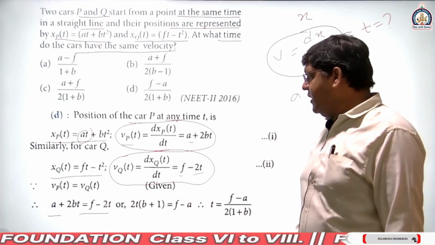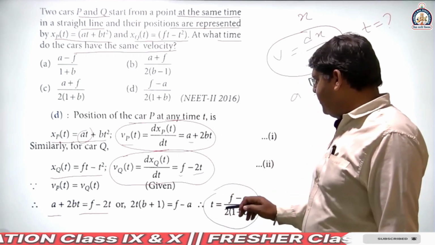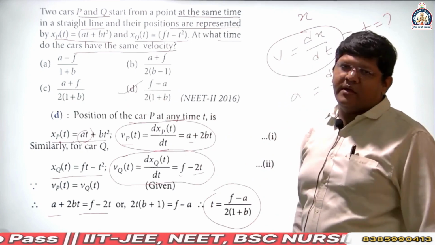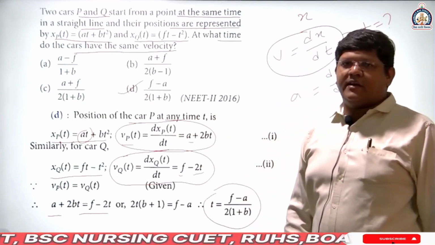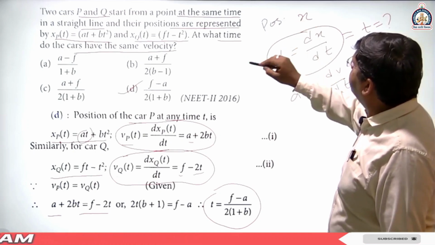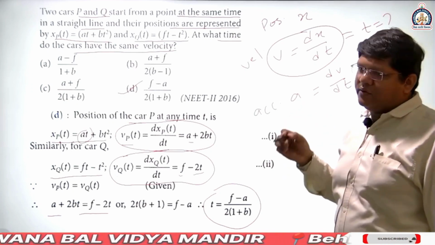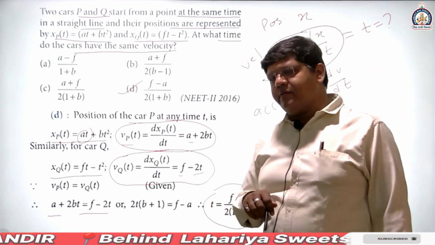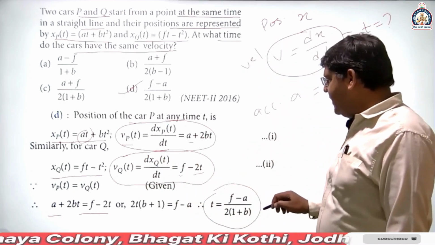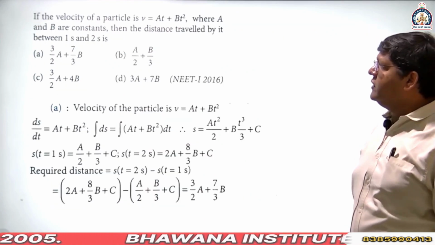Solving for t, we get t is equal to f minus a upon 2 into 1 plus b. That is our required option number D. This is simply the application of the differentiation principle. This is our position, this is our velocity, and this is our acceleration. According to the question, the velocities are equal, so we have equated both the velocities of P and Q, and after solving for t, we get f minus a upon 2 into 1 plus b. Moving to the next question.